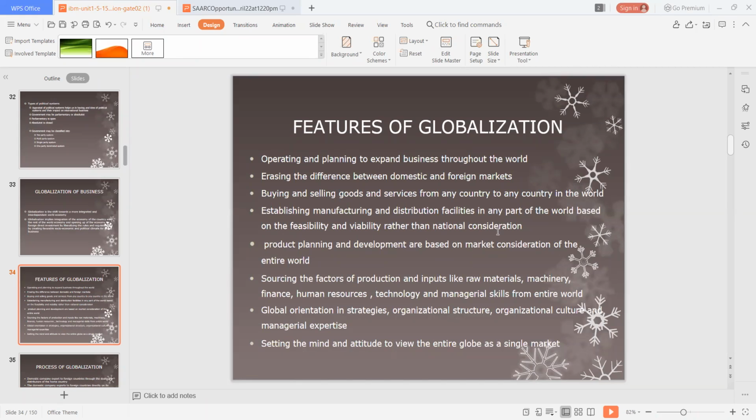Product planning and development are based on market consideration of the entire world. Sourcing the factors of production and inputs like raw materials, machinery, finance, human resources, technology, and managerial skills from the entire world. Global orientation in strategies, organizational structure, organizational culture, and managerial expertise. Setting the mind and attitude to view the entire globe as a single market.